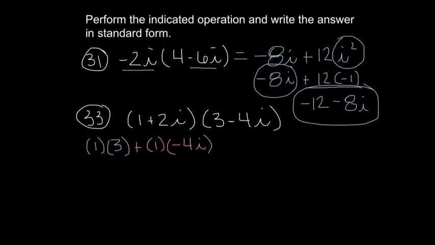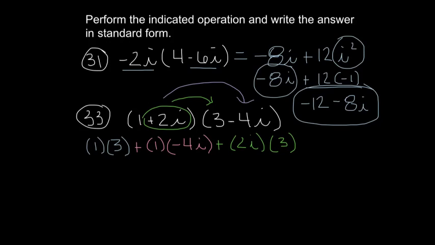Next, I'll be distributing the 2i, first to the 3, so I'll have plus 2i times 3. And then finally, I'll be taking that 2i and distributing it to the minus 4i. I can't forget about the minus. So plus 2i times negative 4i.